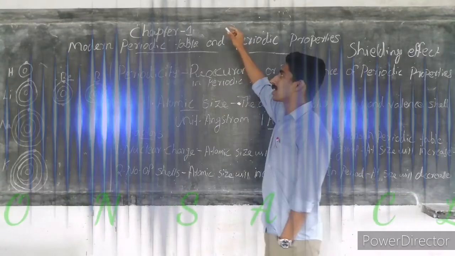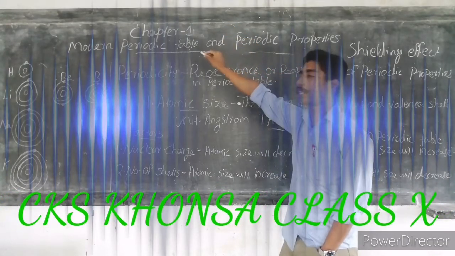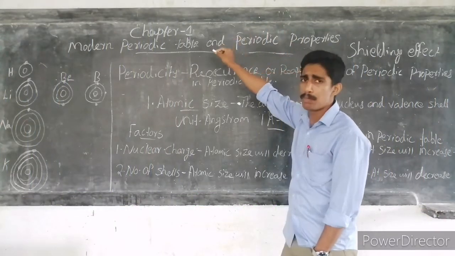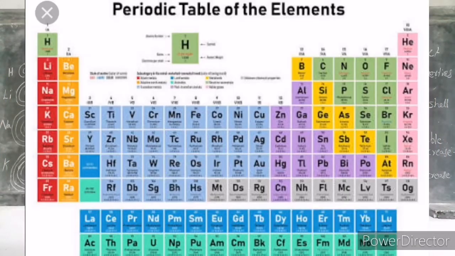Today we are going to discuss chapter 1, modern periodic table and periodic properties. What do you mean by periodic table? I think we have all seen the periodic table. The periodic table is the arrangement of all the 118 elements according to the increase of atomic number.